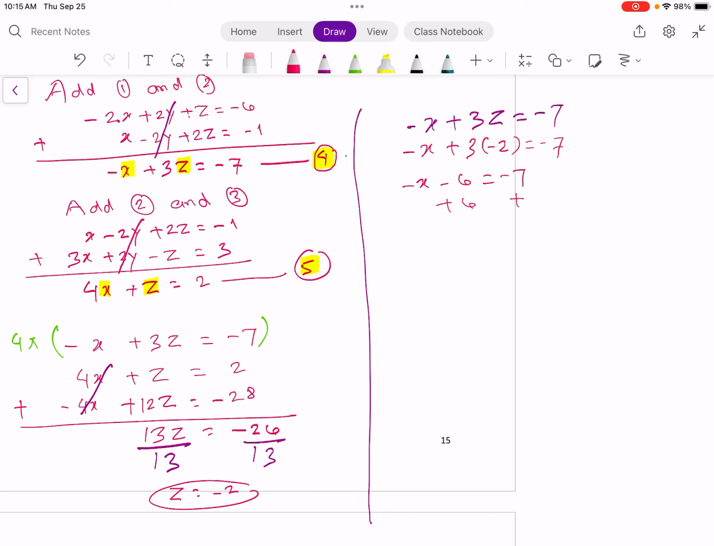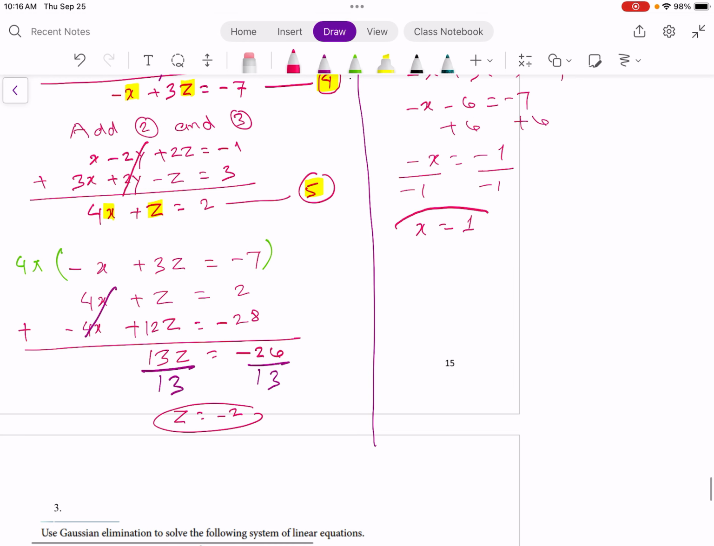You add 6 on both sides. Negative x equals negative 1. Divide both sides by negative 1. And our x is equal to positive 1. So we know g. We know the value of x. Now we only need the value of y. Now how do we get the value of y?